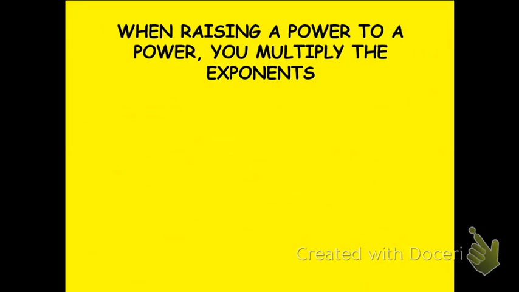Now we're raising a power to a power. When you do that, you're going to multiply the exponents. So when you have something set up like this, you have the exponent sitting on the outside of the parentheses. No bases, just one base. You're going to take those two exponents and multiply them.